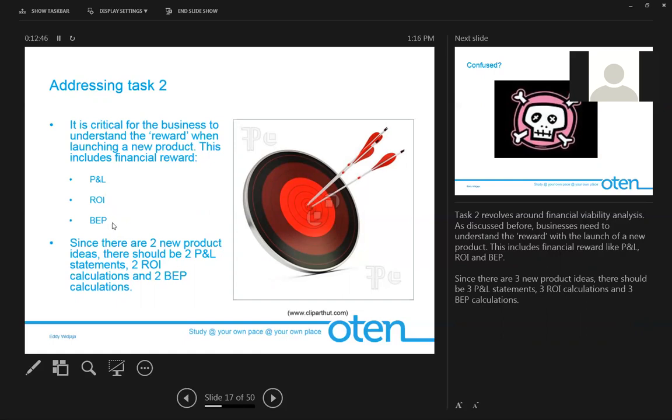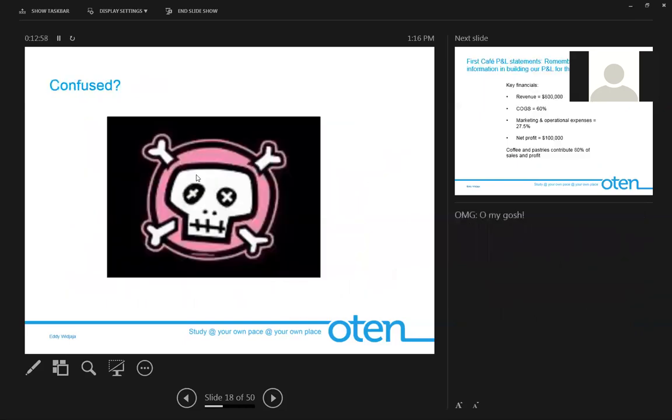Since there are 2 new product or service ideas, you need to deliver 2 profit and loss statements, 2 ROI calculations, and 2 break-even point calculations. All right, maybe confusing, but let's stay tuned.